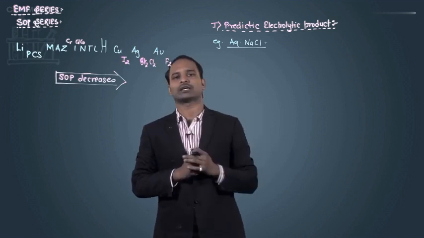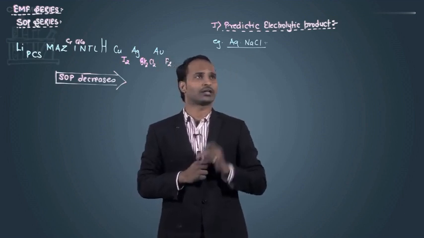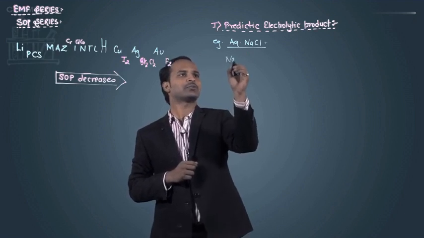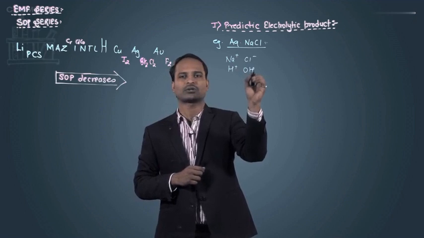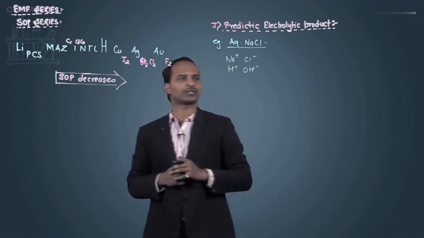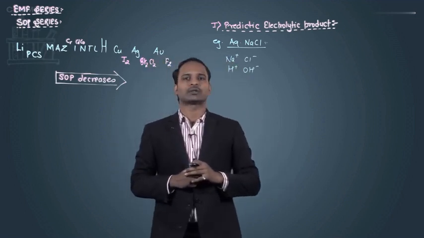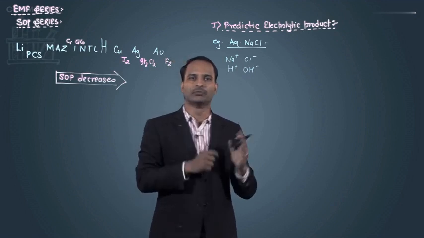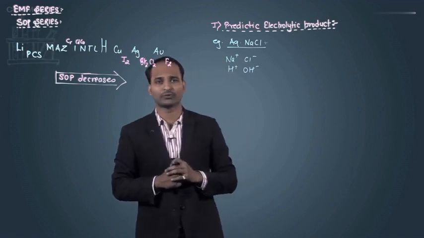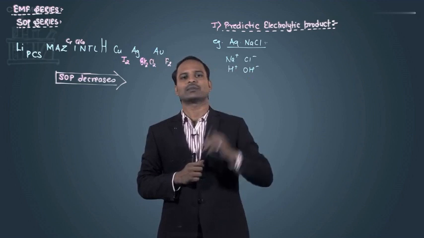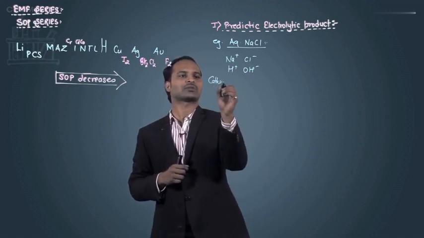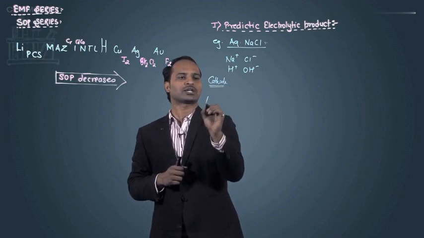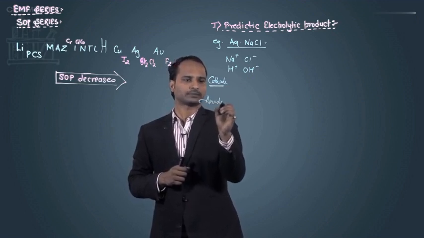In the container we have taken aqueous NaCl, which means NaCl is dissolved in water. Then the ions will be Na plus, Cl minus, H plus and OH minus. So there are a total of 4 ions, 2 positive and 2 negative. The positive ions will move toward the negative electrode, that is the cathode, and Cl minus and OH minus will move toward the anode. Now let's see what reaction takes place on the cathode and what reaction takes place on the anode.